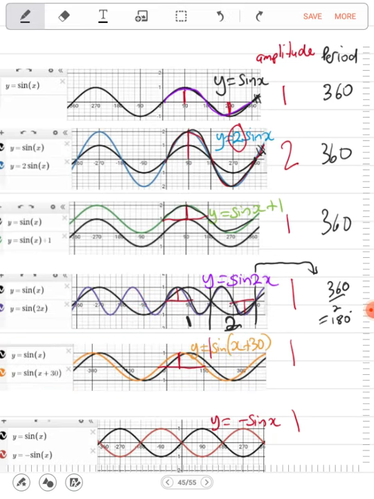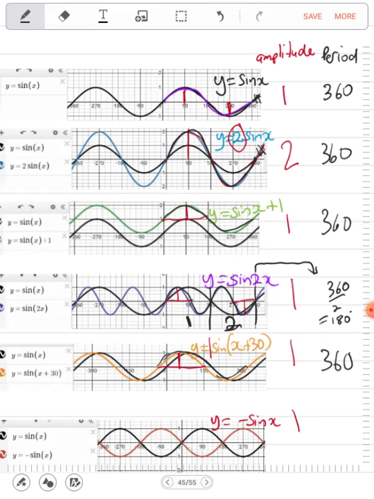Under that movement there, from the beginning where the graph started to where it actually went and stopped is a full 360 degrees. So that period is still 360. Only if we multiply the angle, like 2x in the purple one, or multiply any other number there, you divide 360 by that and you get it for sine and cos.